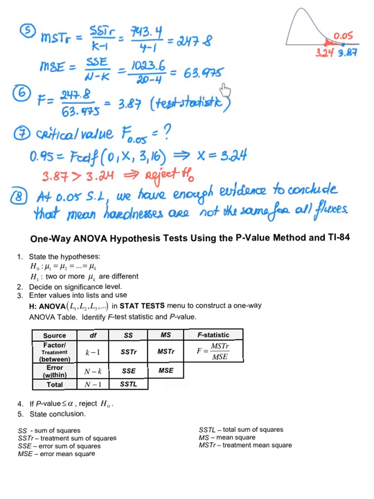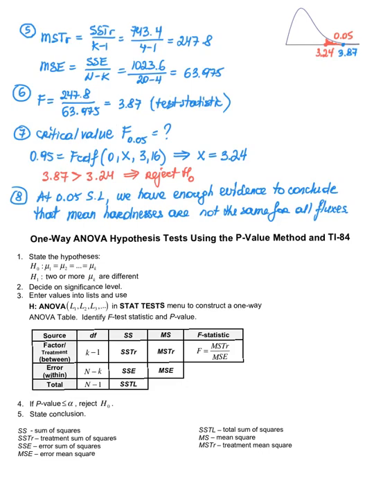I am finally ready to compute the F statistic, which is the quotient of the 2 quantities I found in the previous step. F is equal to MSTR divided by MSE, or 247.8 divided by 63.975. This results in 3.87, and that is our test statistic.